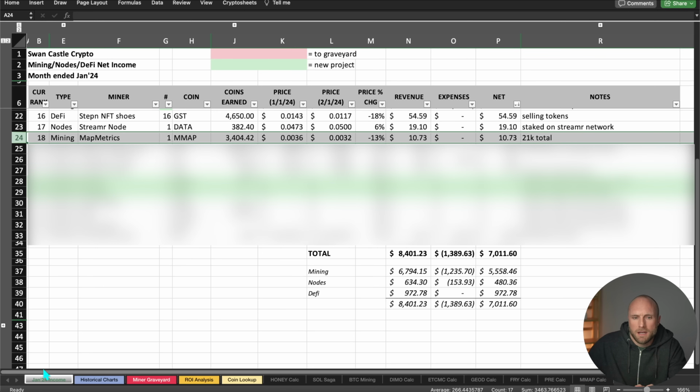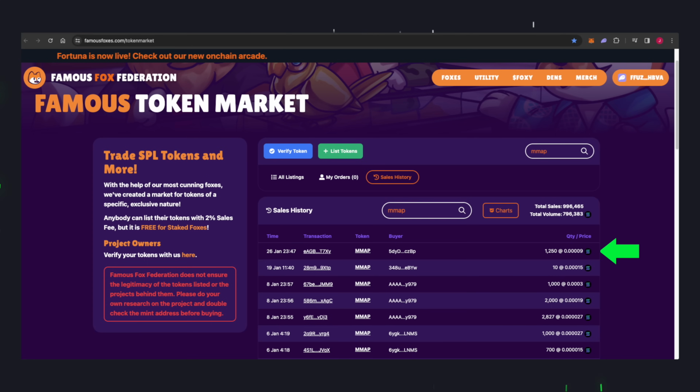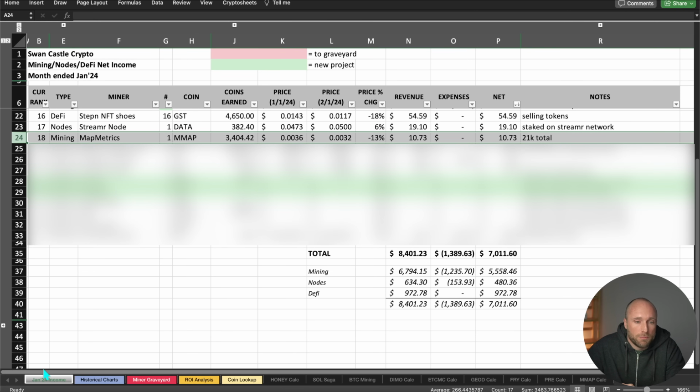Now the MMAP token is not really traded on many places at this point. I did find some recent sales prices on this website called Famous Foxes, which is a DEX. So that's where I'm getting this token price. My understanding is the MMAP Metrics team is planning on a release of the token here in the next several months. So hopefully they'll be listed on some other DEXs or maybe an exchange, and we can get some trading liquidity and actual good trading prices for this token.